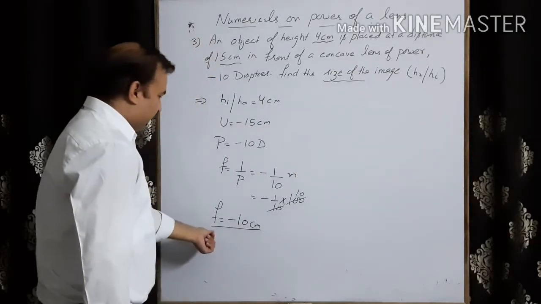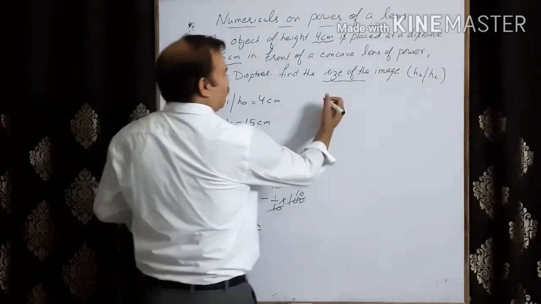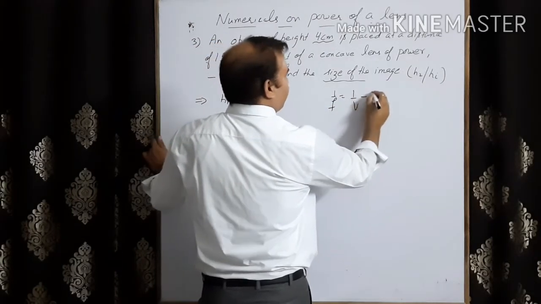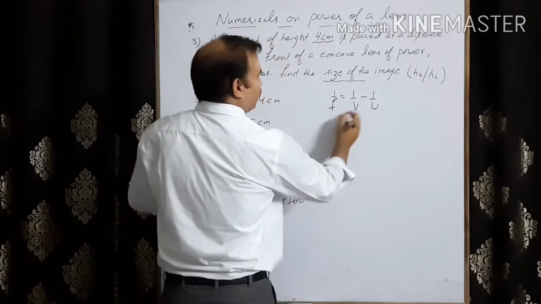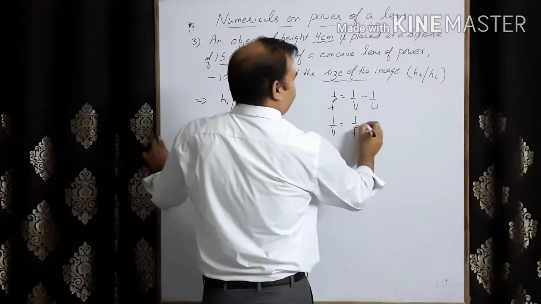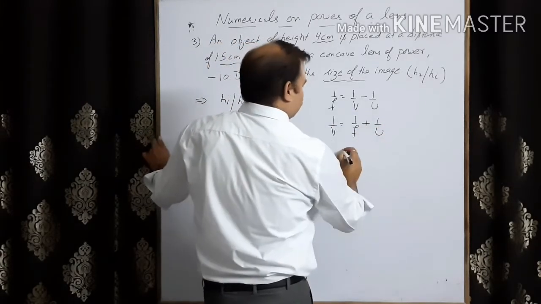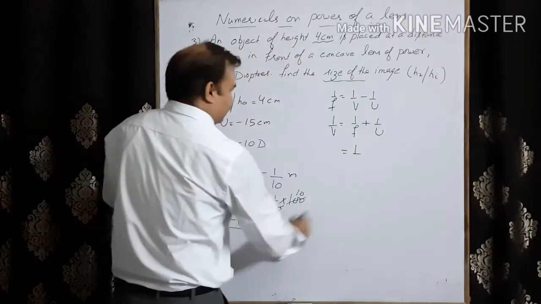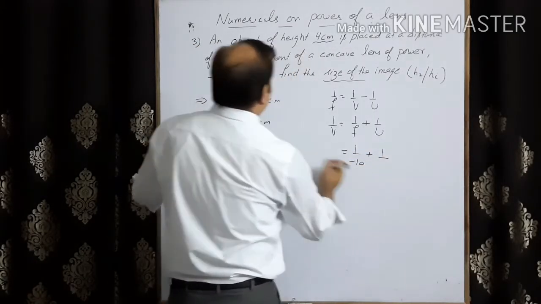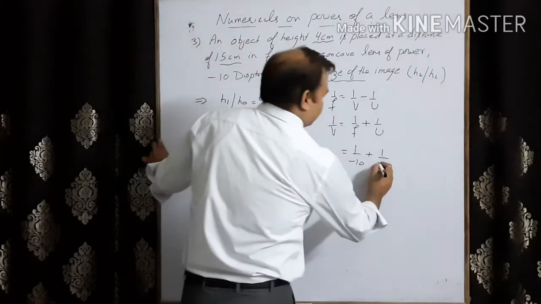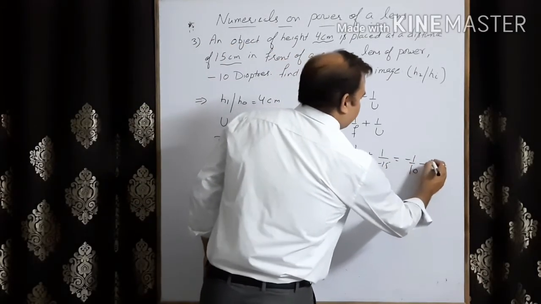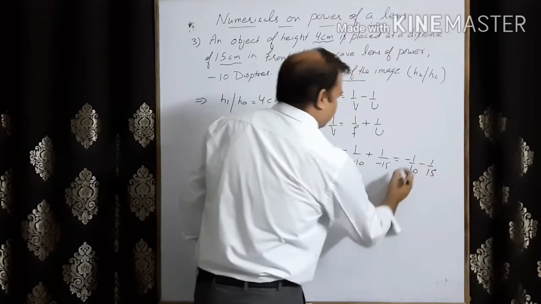So this f is equal to minus 10. Now use the formula 1 upon f is equal to 1 upon v minus 1 by u. We have to find v. 1 upon v is equal to 1 upon f plus 1 upon u. So this is minus 10, 1 by minus 10 plus 1 by minus 15. We can write it as minus 1 by 10 minus 1 by 15.